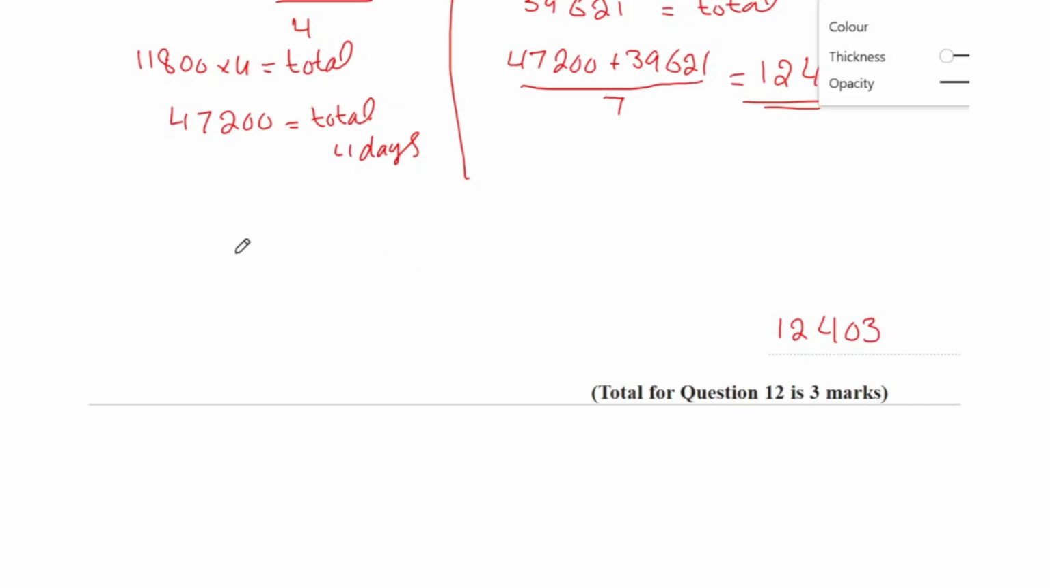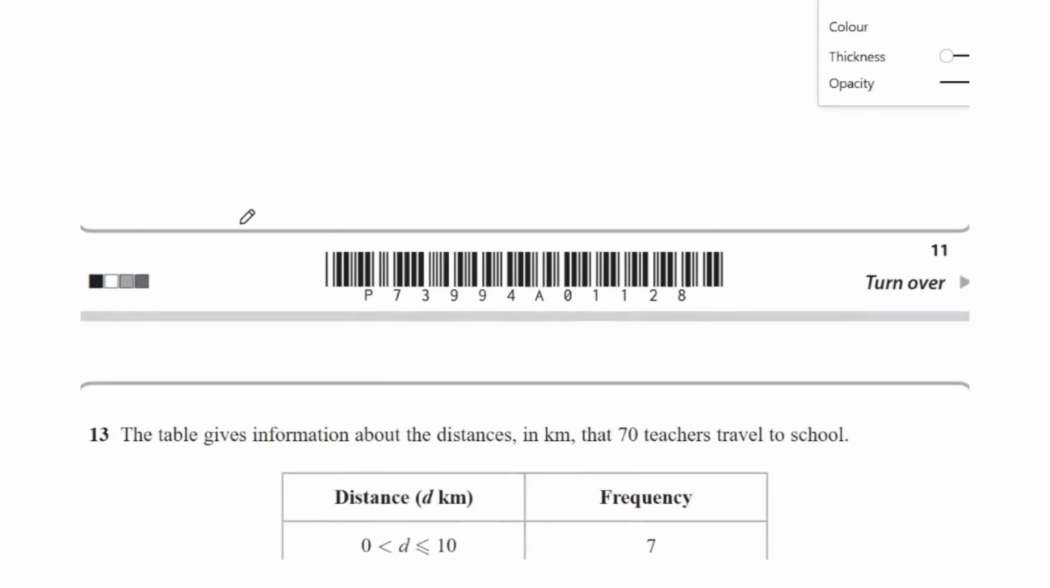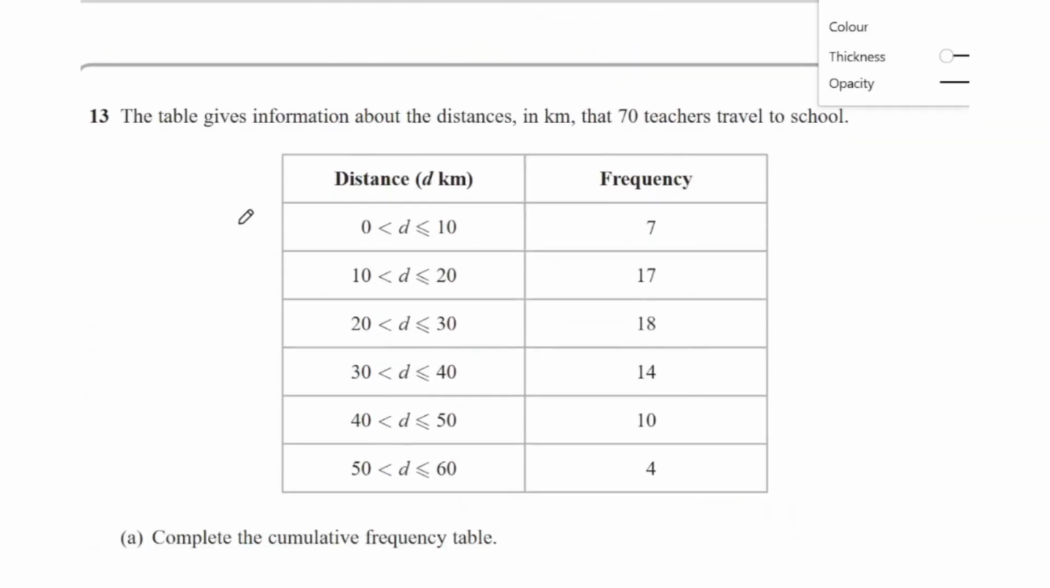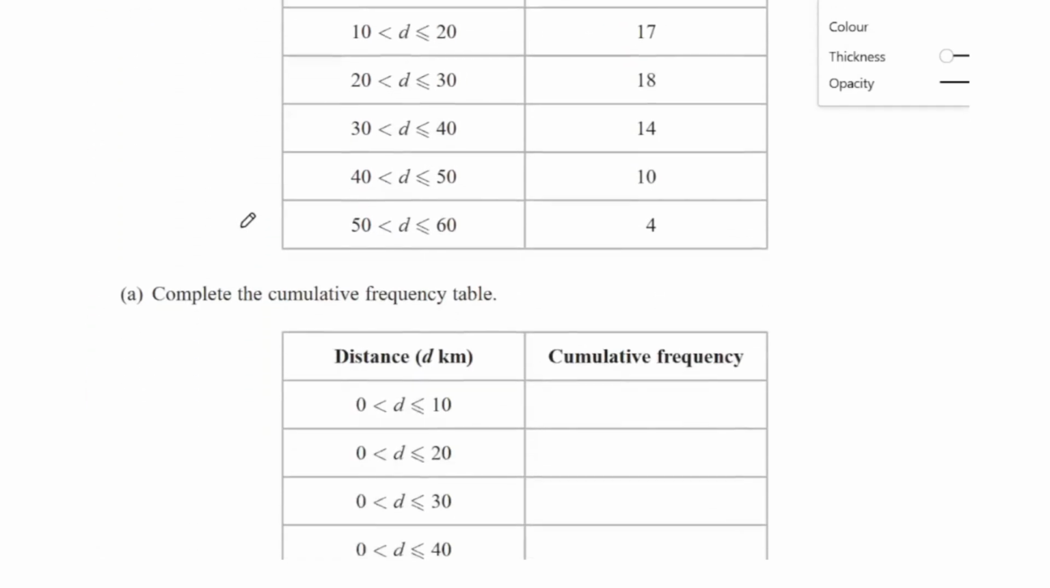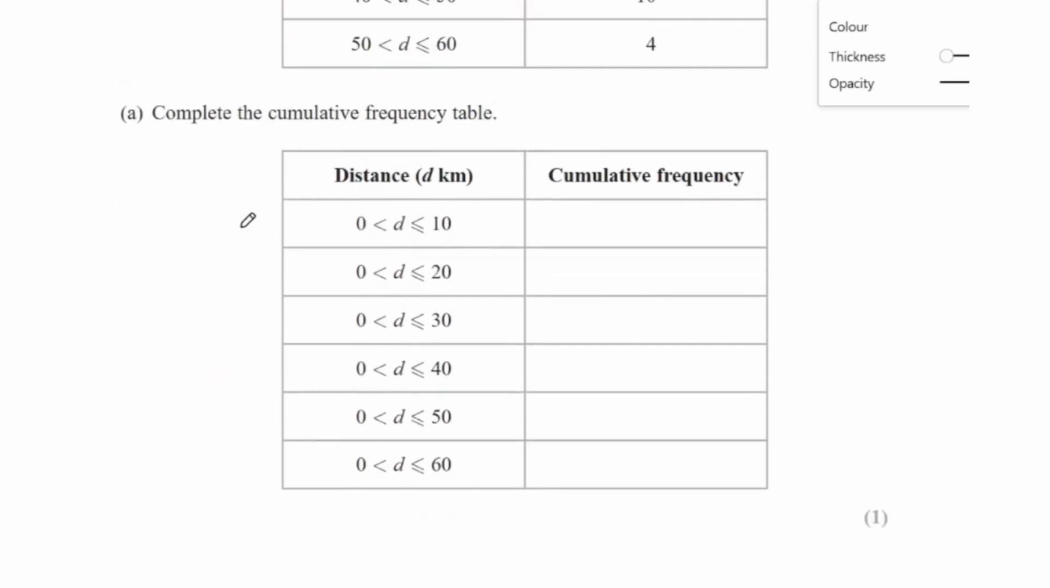So if we have done up to question number 12, your total marks will be 40. That's good marks, really good marks. This is IGCSE paper 2. Question number 13. We need to complete the cumulative frequency table, and this is 1 mark.